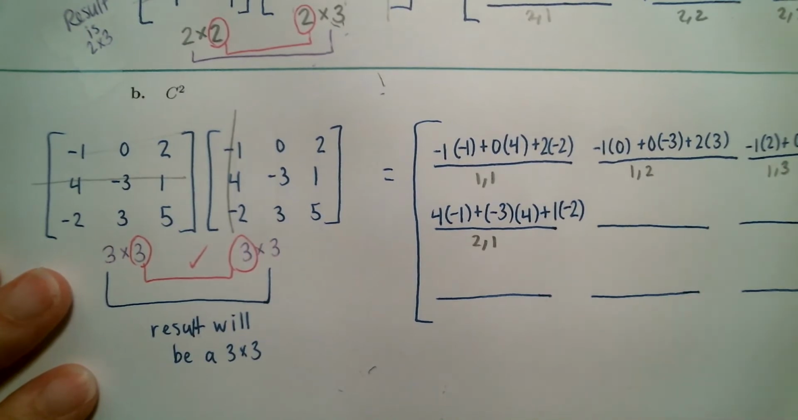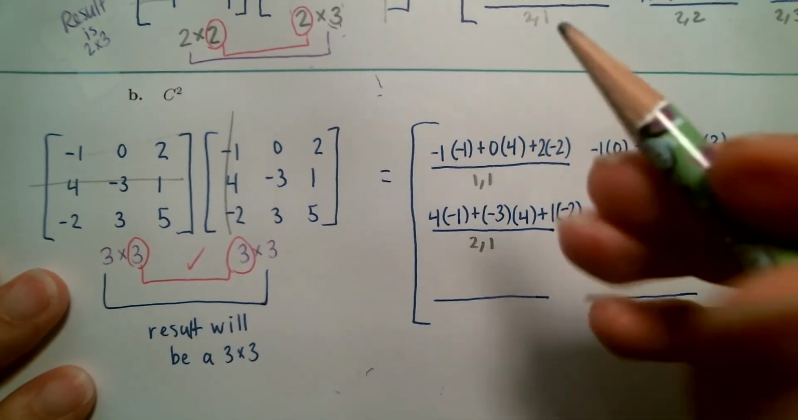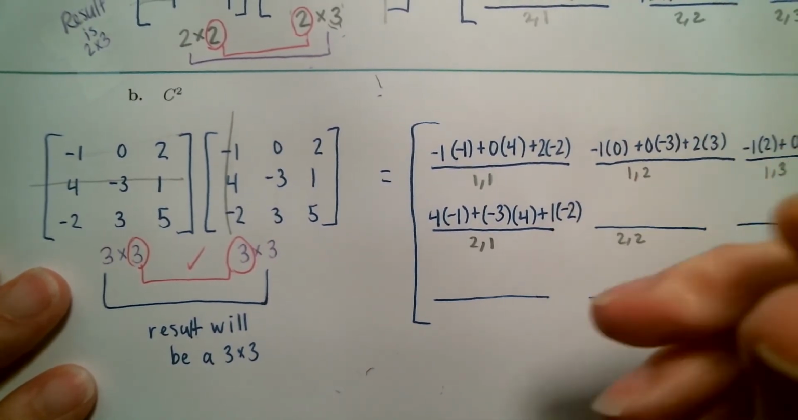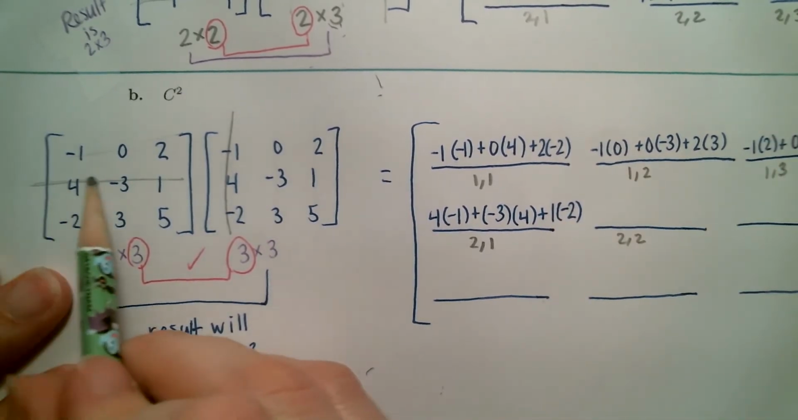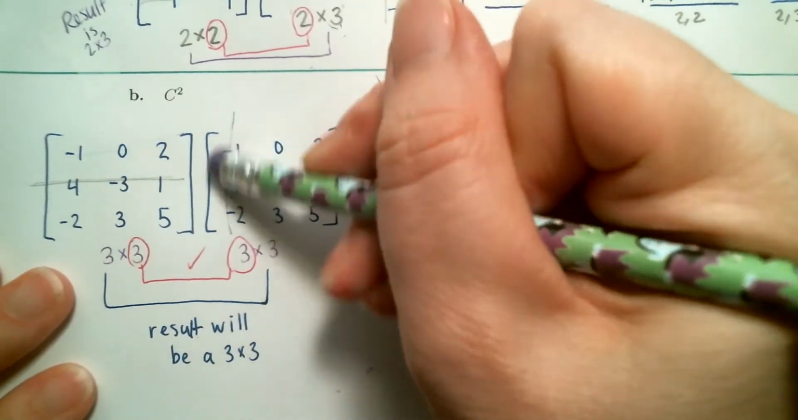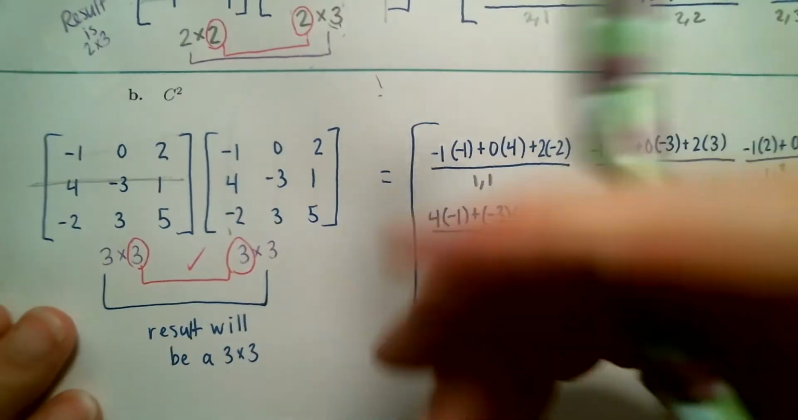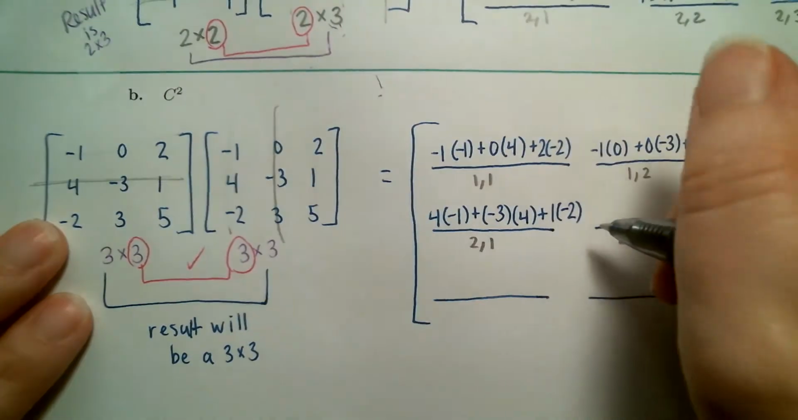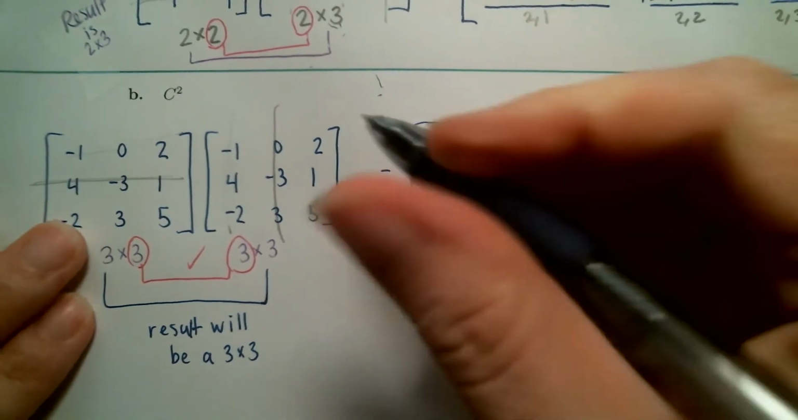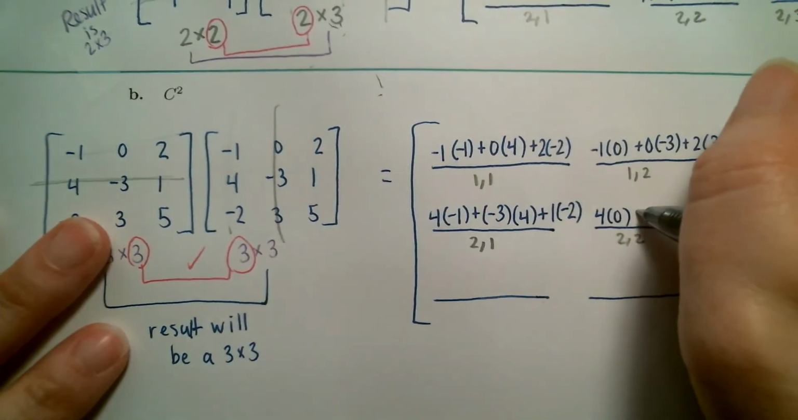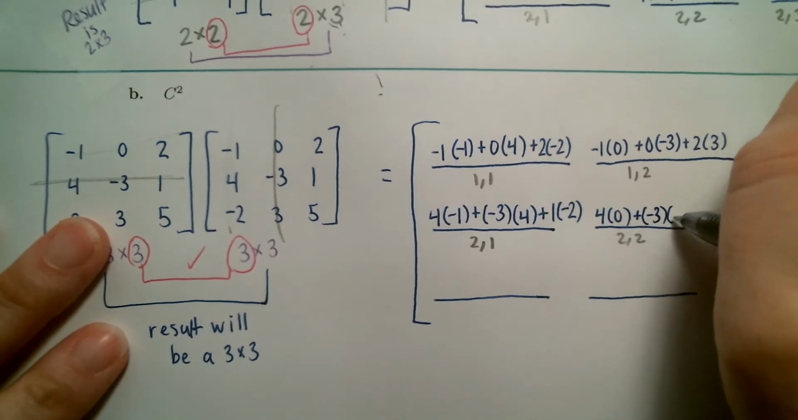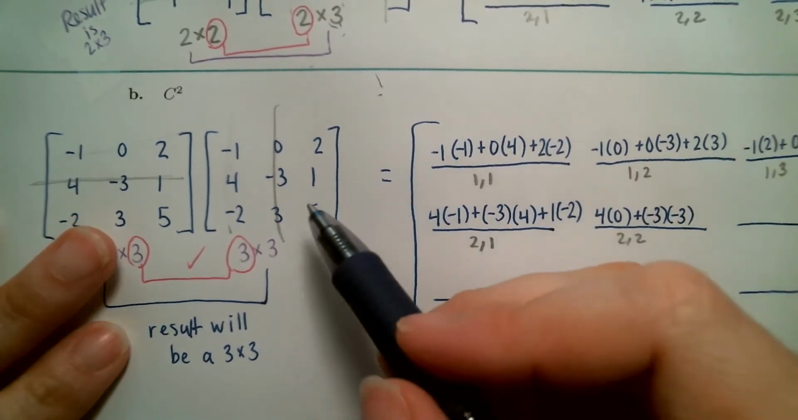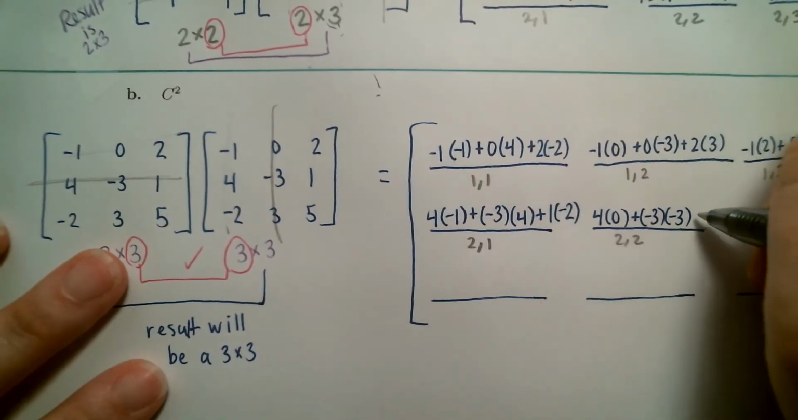Now we're going to the second row, second column. You're going to be doing the dot product of the second row, and now we need to change to the second column. So this is 4 times 0 plus -3 times -3 plus 1 times 3.